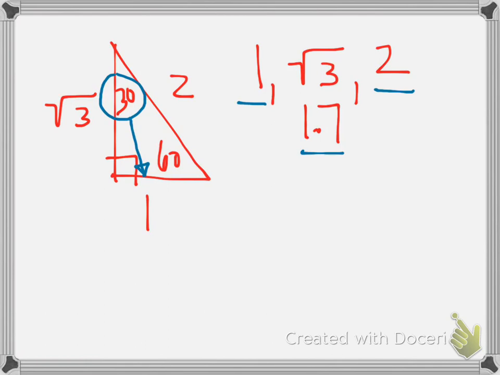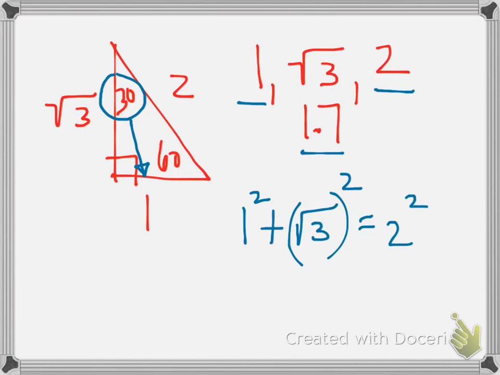These numbers come from the Pythagorean theorem. You could solve them. 1 squared plus square root of 3 squared equals 2 squared. And you'd get 1 plus 3 equals 4. Alright, across from the middle angle, 60, is square root of 3. Across from the big angle, 90, is 2, the largest side.